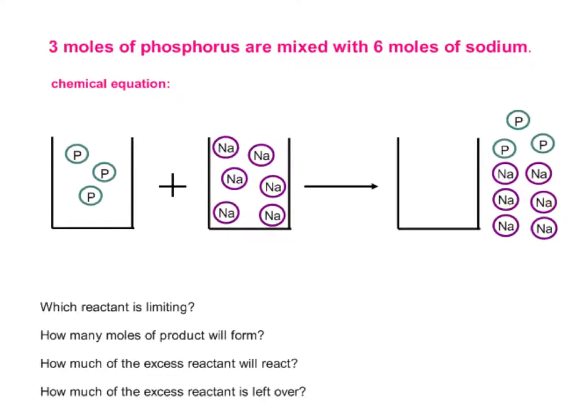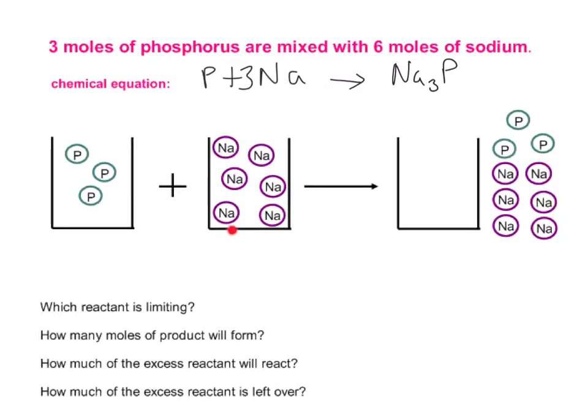So first you want to write out your chemical equation. So let's do that. So we have phosphorus plus sodium. So that's also synthesis. It's going to form sodium phosphide, which is ionic. So sodium is +1, phosphide is -3. So Na3P. Let's balance it. So we need 3 sodiums for every phosphorus.